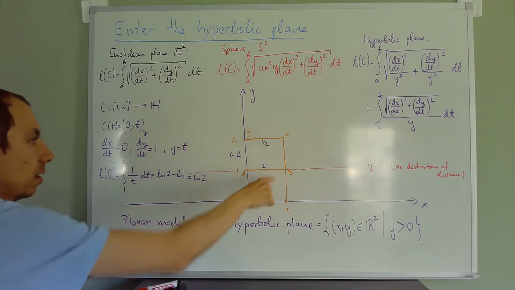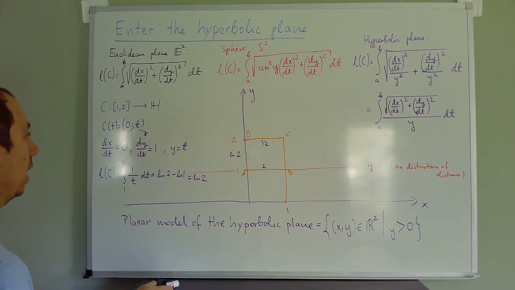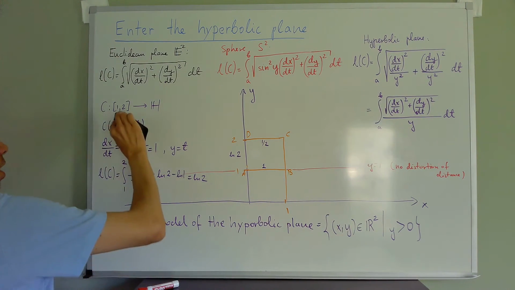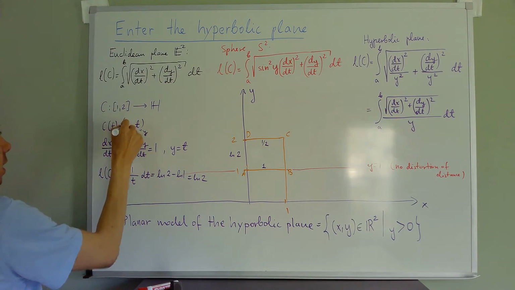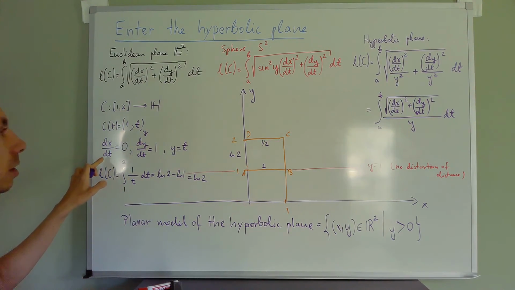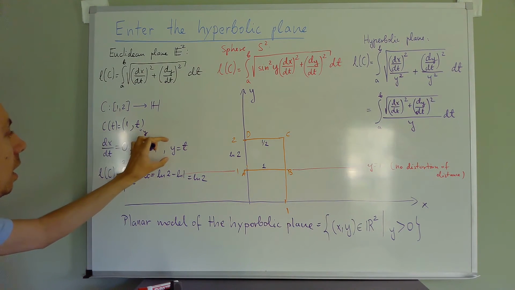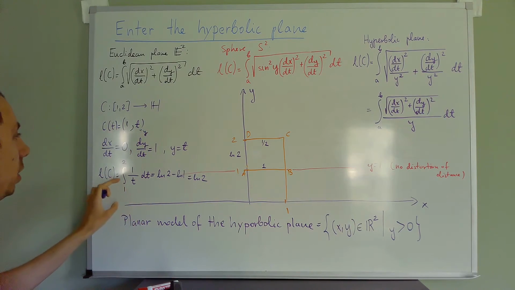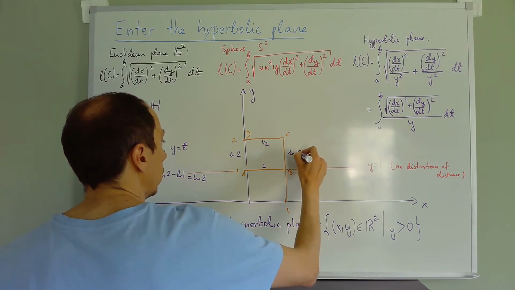What about that length? Let's try to do that as well. In this case, I am going to change this 0 to a 1, and everything else stays the same. Let's see if anything changes here. So dx over dt is still 0, dy over dt is still 1, and y is still equal to t, so nothing changes. So this is still natural log of 2.